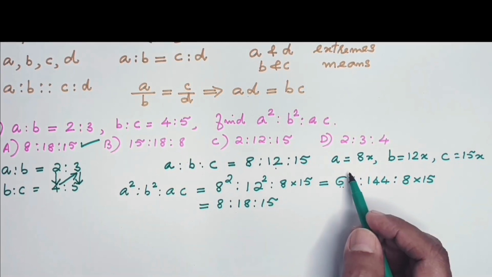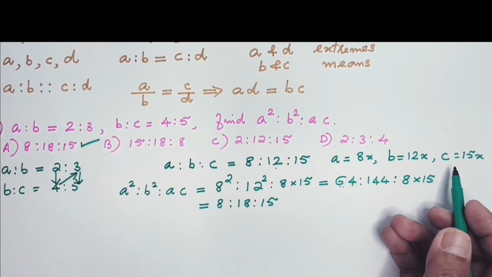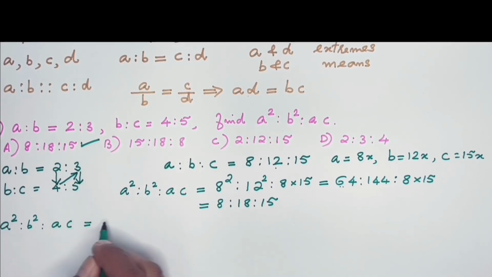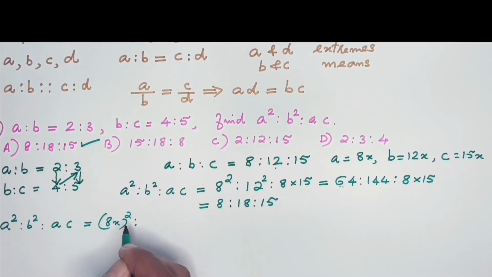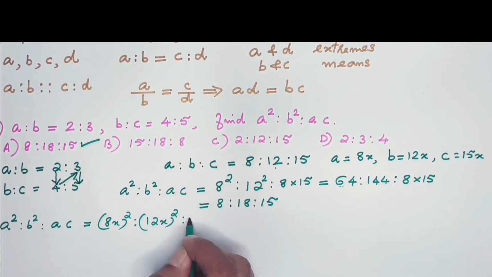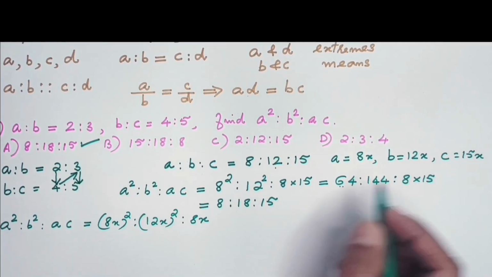Okay, to make it clearer, let me work out with these multiples also. A square is to B square is to AC. A square is 8x the whole square. B square is 12x the whole square. Again, A is 8x and C is 15x.